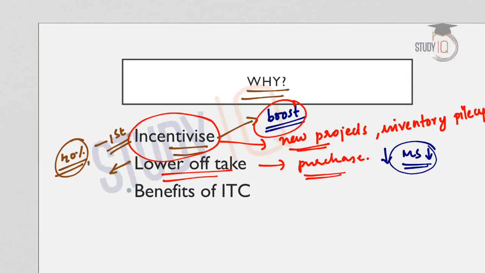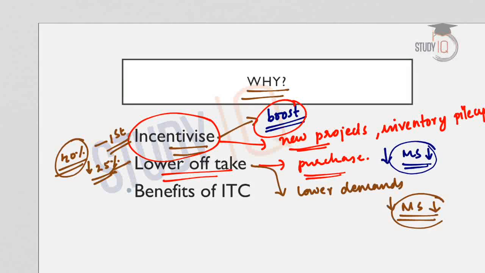But this has come down to 25%, which means that there is lower demand for under construction properties. So lower demand means there is lesser money supply in the real estate sector. So lesser money supply means new projects cannot be undertaken.